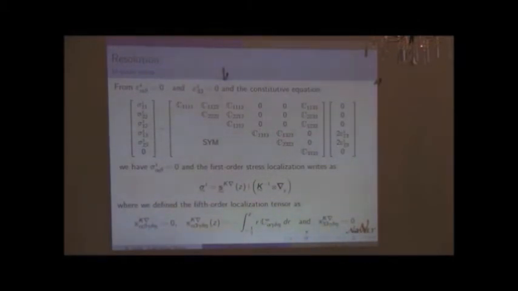So I define a new localization tensor. This guy is a fifth order tensor. Sorry about that. We'll go up to 6. And again, like before, sigma 0 is the fourth order tensor times the curvature, and now we have sigma 1, and I note it that way.